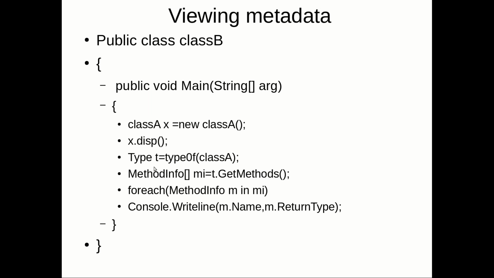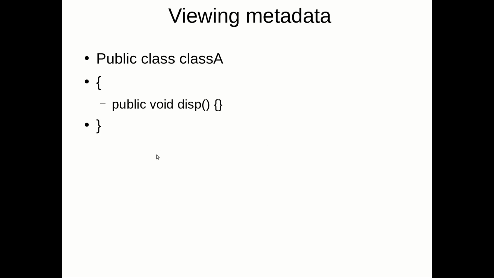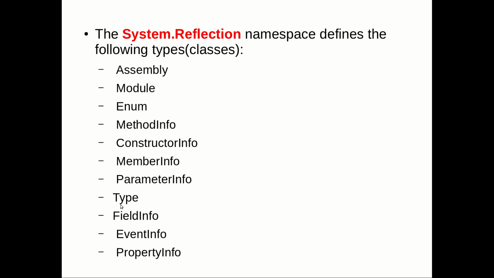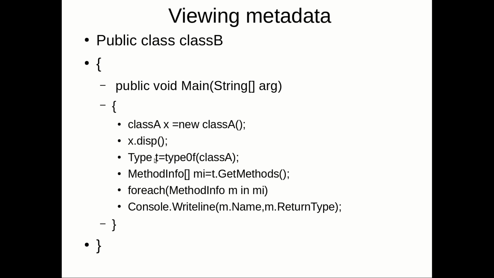So that is what we are doing here. I am going to use the typeof operator and pass the class name, and whatever is the type of this particular class will be stored in the variable or an object called T. And T is again a reflection object. How come it is a reflection object? See here, Type is a class available in the reflection namespace, which is a reflection object. So I am defining an object of type Type, so obviously T becomes a reflection object.